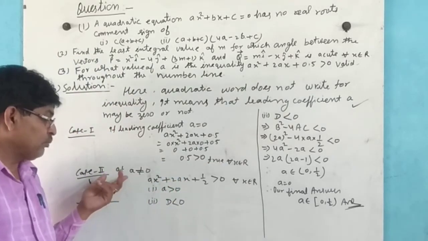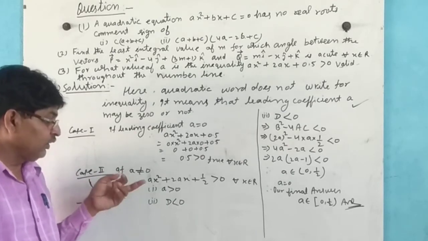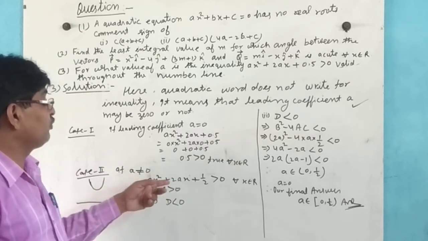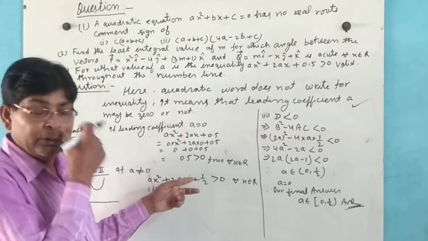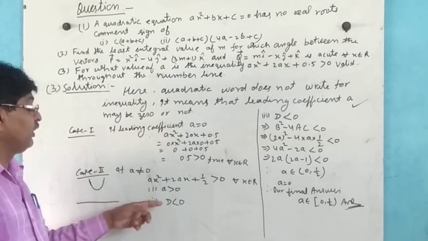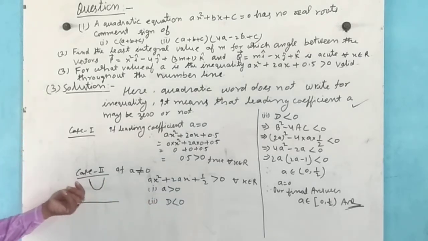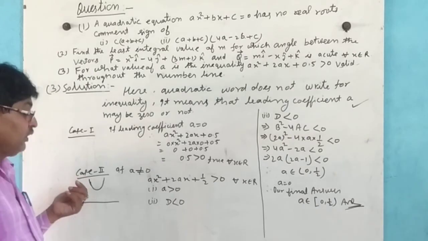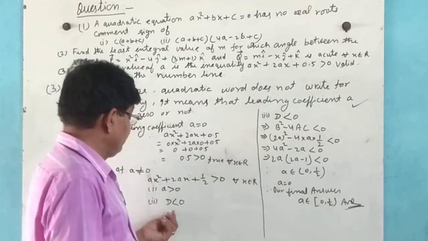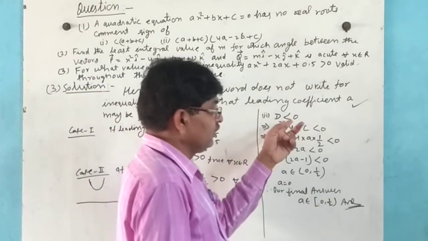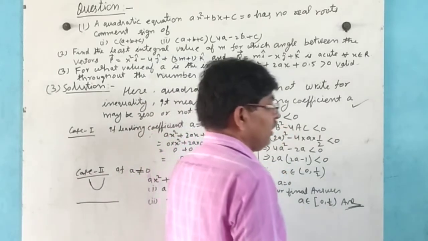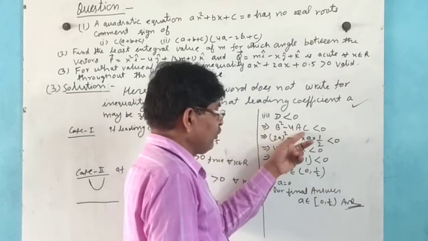Now, if a does not equal 0, in this case ax square plus 2ax plus 0.5, that is half, is greater than 0. So a is greater than 0 and D is less than 0. We take such type of situation. D is the discriminant, and D is equal to b square minus 4ac.